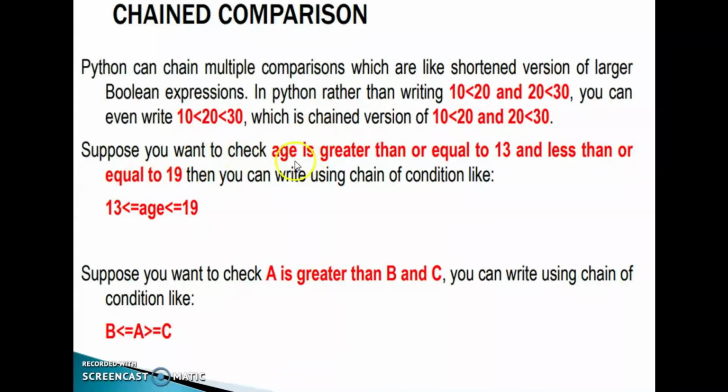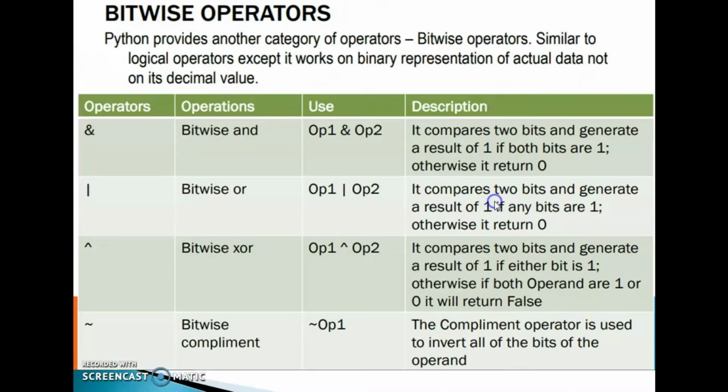Suppose you want to check age is greater than or equal to 13 and less than or equal to 19. Then you can write using a chain of conditions like 13 less than or equal to age less than or equal to 19. Suppose you want to check A is greater than B and C. You can write using a chain of conditions like B less than or equal to A greater than or equal to C. Okay, clear?